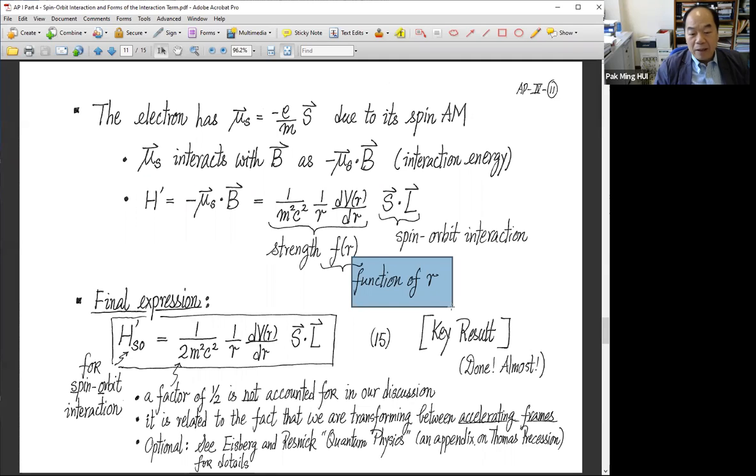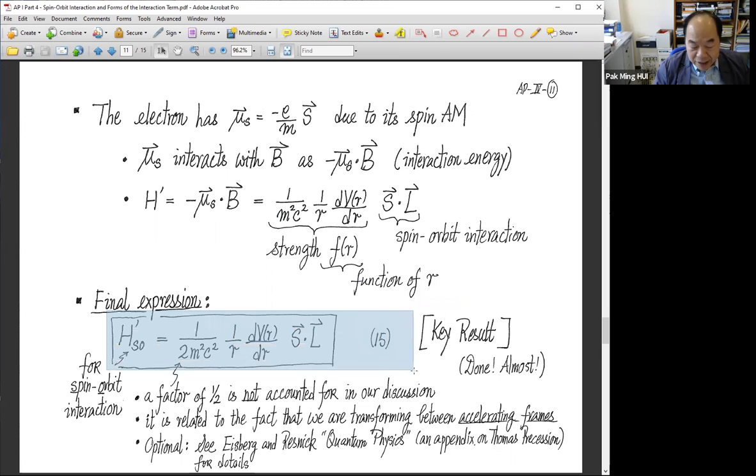Okay? But I say embarrassingly done in the following sense. If you start with the Dirac equation and do everything correctly, there is a factor of 2 down here. And that equation 15 is the precise formula for spin-orbit interaction. I will not work out the factor half for you because that will take quite a long discussion.